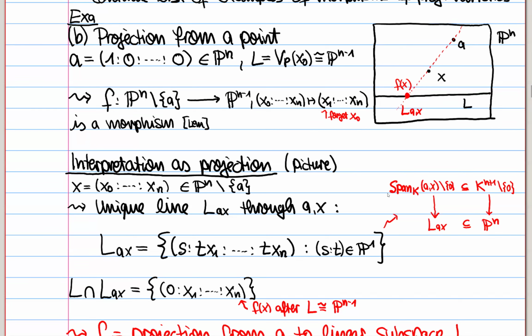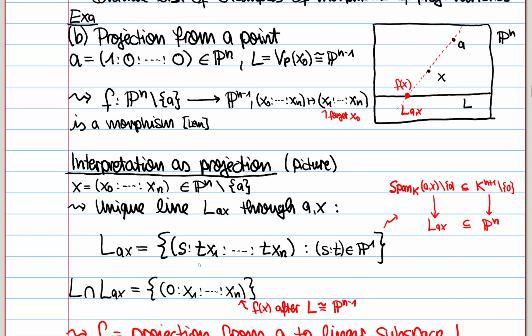And you see, this is a two-dimensional space minus 0, and we take its elements up to scaling. So this looks like the construction of P^1, which is also K^2 minus 0 up to scaling. So maybe then it's not a surprise that the answer here, L_AX, is basically isomorphic to P^1.